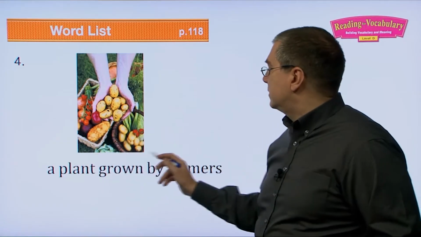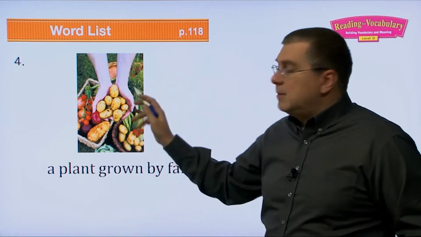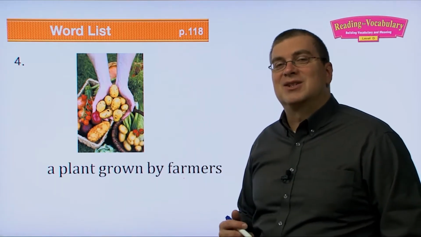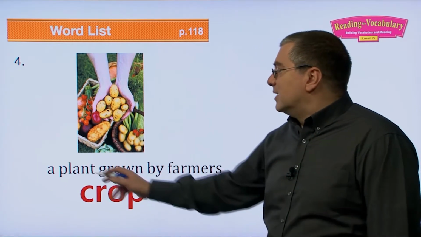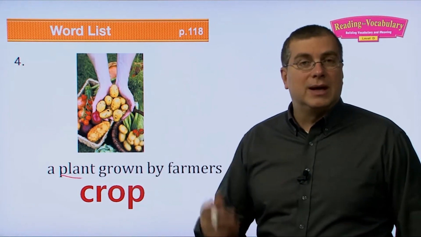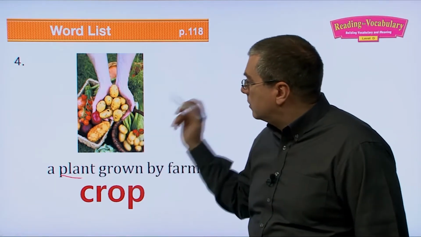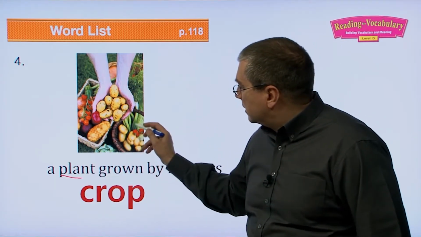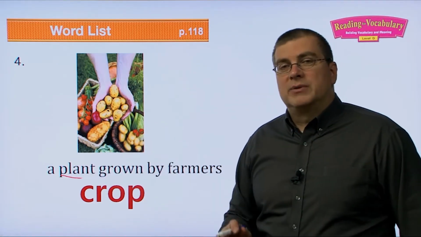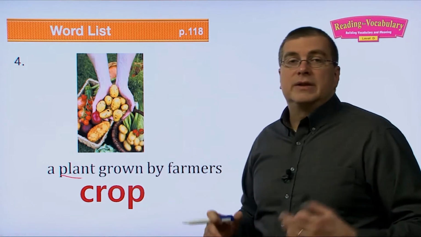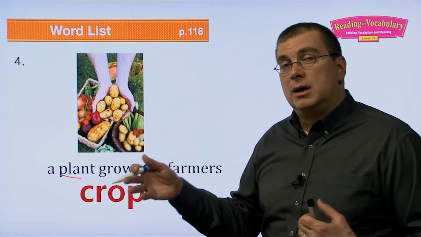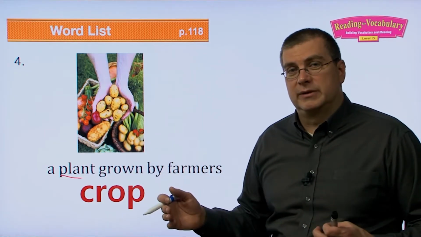Okay. A plant grown by farmers. So any plant grown by farmers, we already used this word in explaining the first word, it's crop. So any plant grown by farmers is a crop. Usually crops are things we eat. For example, potatoes, tomatoes, celery, squash. Those are crops. But it's not just food. Because sometimes farmers will grow things that we don't eat, but that are used for other purposes, okay?